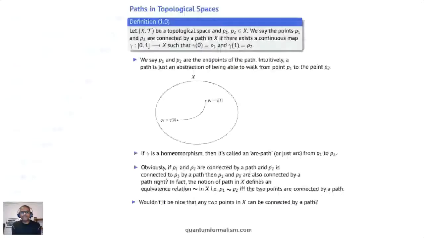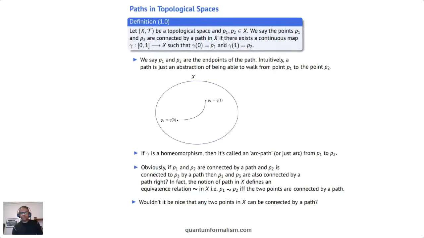So the first thing we need to do is the notion of path, okay? So given a topological space and 2 points, let's label them P1 and P2. I could have put P0 and P1, but it doesn't matter. We say the 2 points, P1 and P2, are connected by a path if there exists a continuous map gamma from the closed interval [0, 1] to the space X, such that gamma of 0 equals P1 and gamma of 1 equals P2.